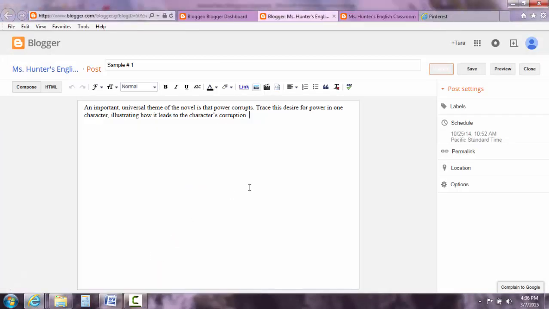But I already have the first one of these set up here, so this is like my sample, and that's why I have it labeled sample 1. So if I was to go ahead and publish this post: an important and universal theme of the novel is that power corrupts. Trace this desire for power in one character, illustrating how it leads to the character's corruption. Now this question deals with looking at characters over the course of the novel. The novel is 12 chapters long, so this is more of an end-of-the-unit question, not something that you put out there right away.